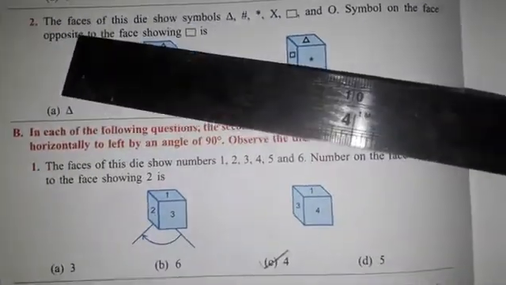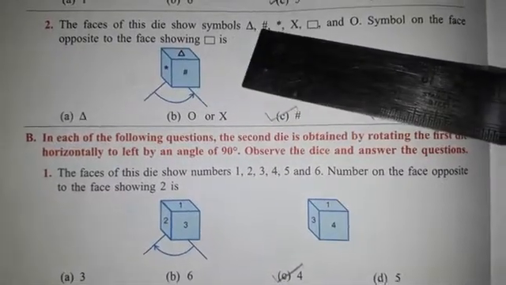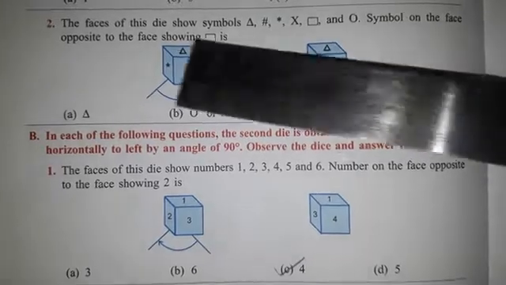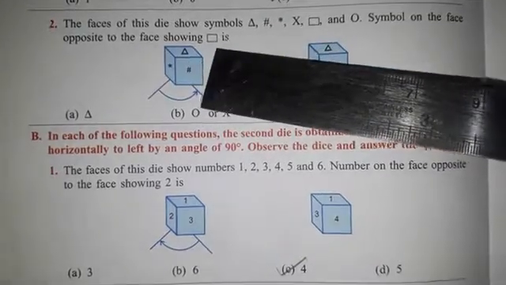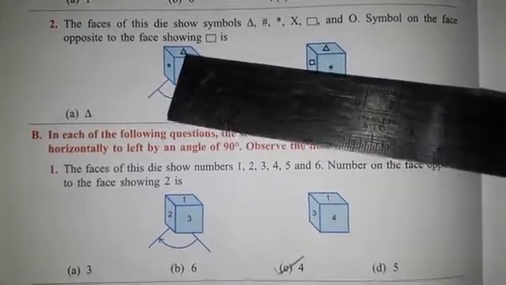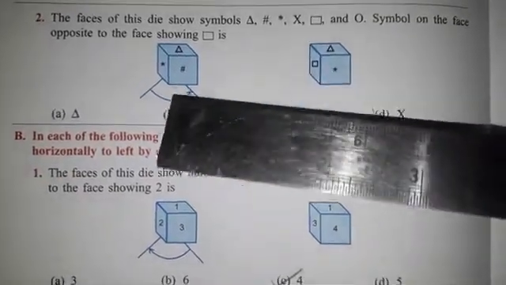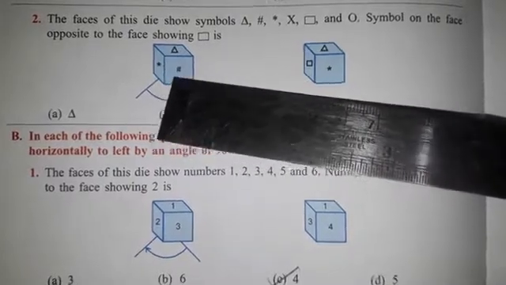Number 2, the faces of this die show symbols. You can see the symbols. So you have to find out the symbol on the face opposite to the face of the rectangle. What is the symbol opposite the face of the rectangle? So you can see the hash.